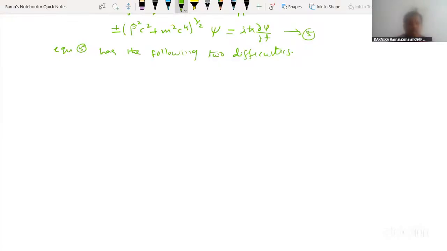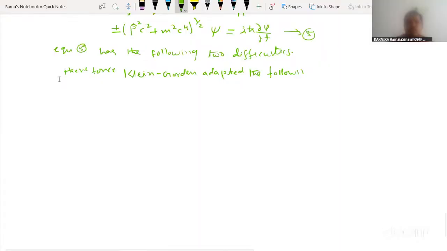Therefore, Klein-Gordon adopted the following method.